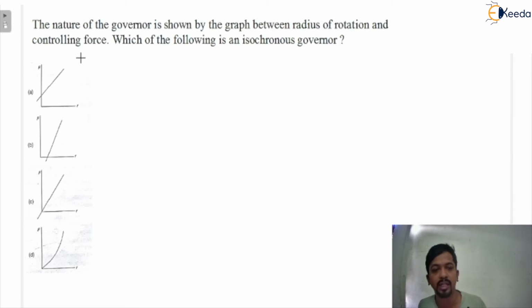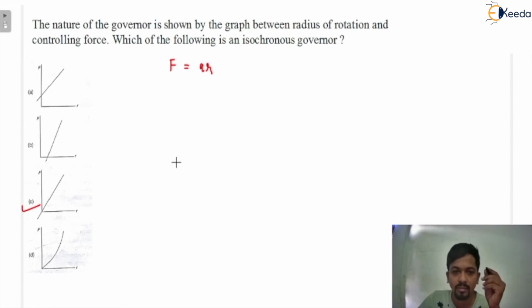We all know that the condition for the isochronous governor, or the equation for the isochronous governor, is F equal to a R. This is the condition for isochronous governor. So in the diagram you can see here, option C would be the correct answer, because it is passing through the origin.